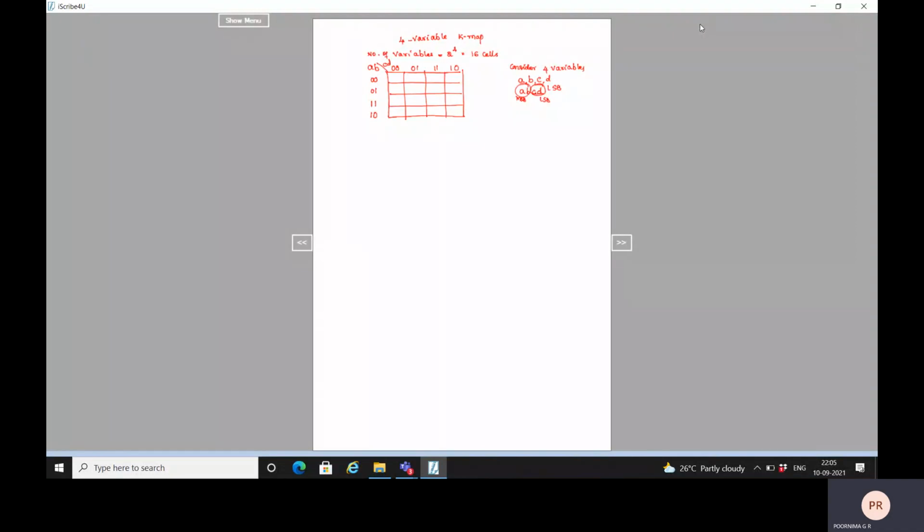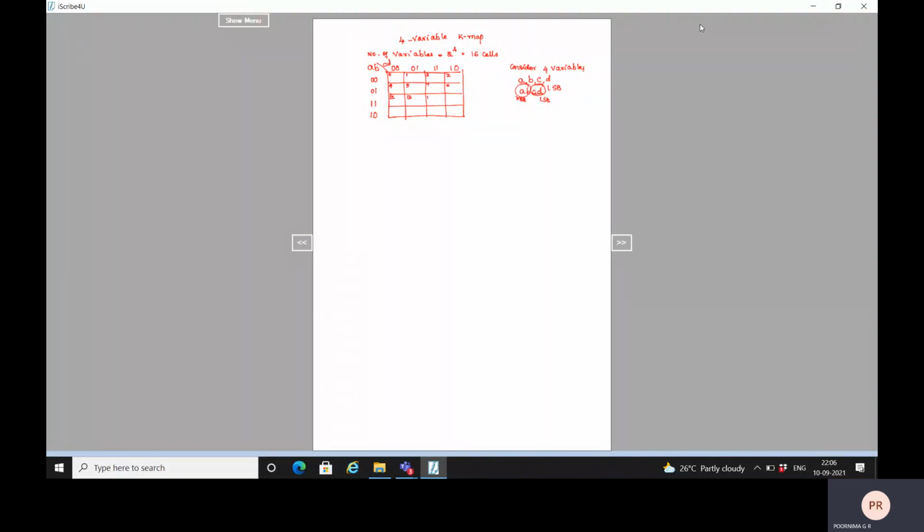When each cell's decimal value is identified, 0000 represents cell 0. 0001 represents cell 1. Similarly, 0011 represents cell 3. 0010 represents cell 2. 0100 represents cell number 4. Next cells are 5, 7, 6. When the next row is considered, 1100, 8 plus 4, it is 12. So 1101, it is 13.